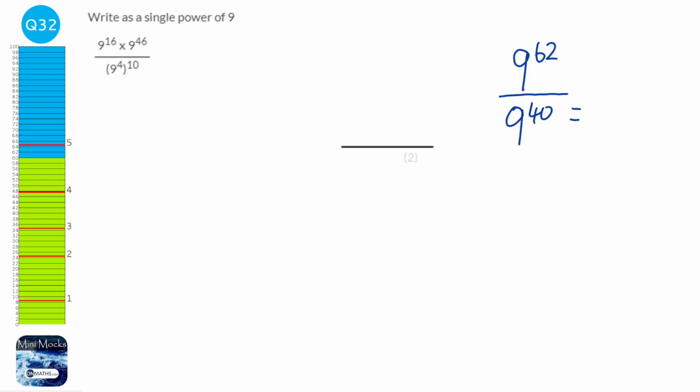Now, whenever you've got a division between 2 powers of the same base, which we have here, it's 9 to the power of 62 divided by 9 to the power of 40. We just take away the indices. So it'd be 62, take away 40, which will be 9 to the power of 22. So our answer is 9 to the power of 22.